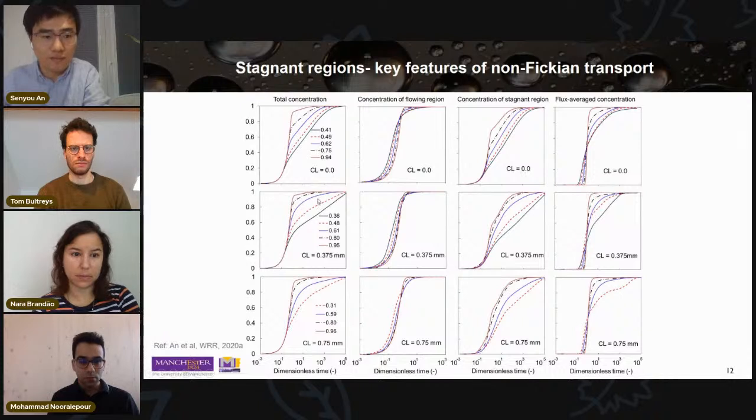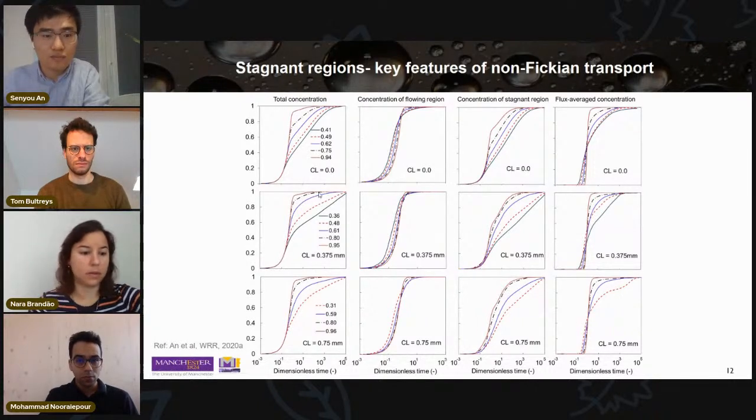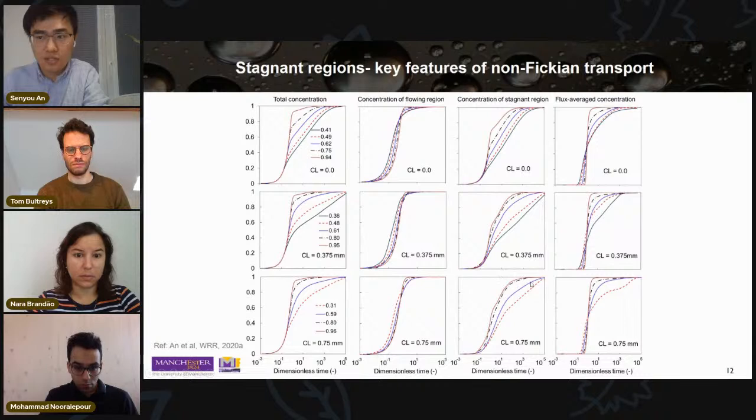This figure shows four types of average concentration curves. This is the volume-averaged total concentration. With increase of the correlation length, we can see that the time needed to reach the final state is longer compared with the uncorrelated one. This one is the average concentration for the flowing region. It shows tailing performance for all of them. This one is for the pure stagnant region. It's totally diffusion dominant. Same story: for the correlated ones, it needs longer time because of the cluster distribution of pores. And the last column is the flux-averaged concentration, the effluent at the outlet.